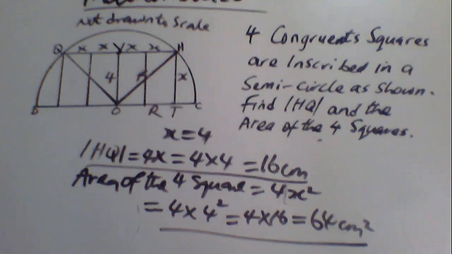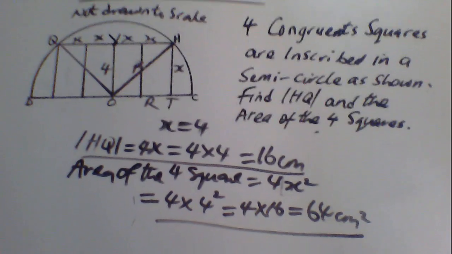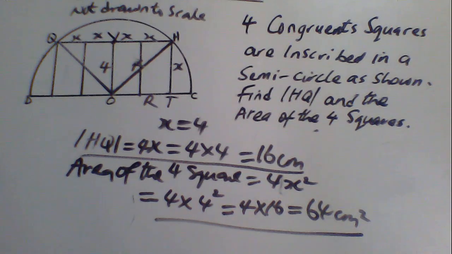So this is how you can solve this problem involving inscription of four congruent squares in a semicircle.